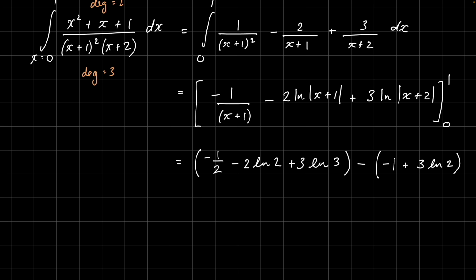And it's probably a little bit nicer if we just clean this up slightly, because there are some matching pieces. In terms of the constants, there's a plus 1 on the right there. A negative 1 is just a plus 1, and there's a negative a half. So overall that gives me 1/2. Log 2 terms, there's negative 2 of them here, and there's negative 3 of them there. So overall there are negative 5 of them. And then log 3's, there's just that plus 3 log 3. Cool, all right, I think we'll call it quits there.